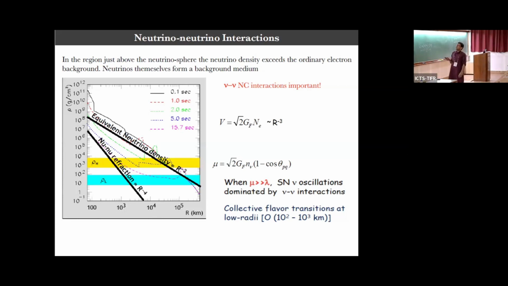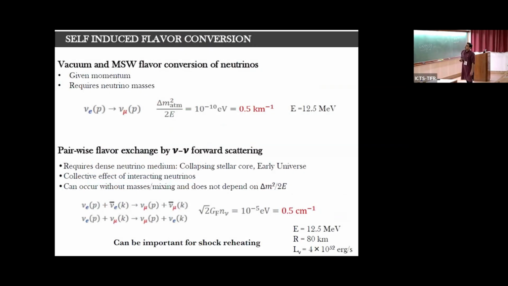Lambda is basically effectively the matter potential, the electron density. Mu is basically the neutrino interaction strength, or basically the number of neutrinos. This is one way of understanding the difference between these collective oscillations, also called the self-induced flavor conversion, and your normal vacuum and the MSW flavor conversion.